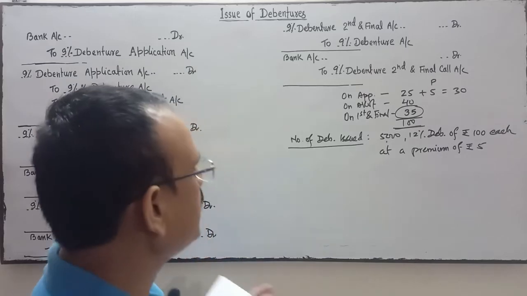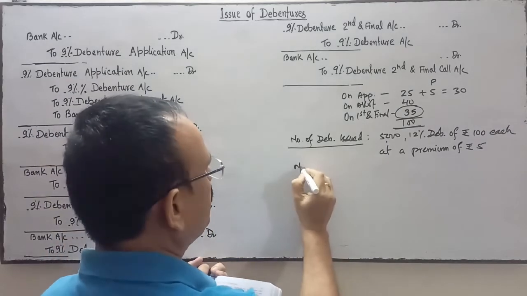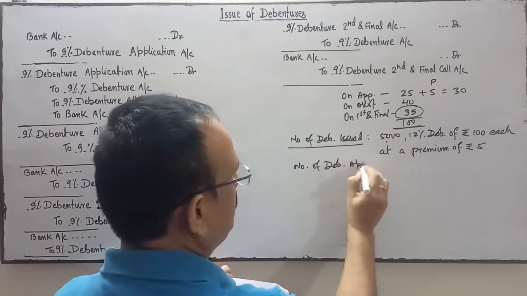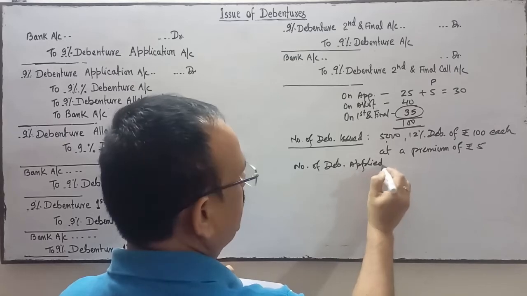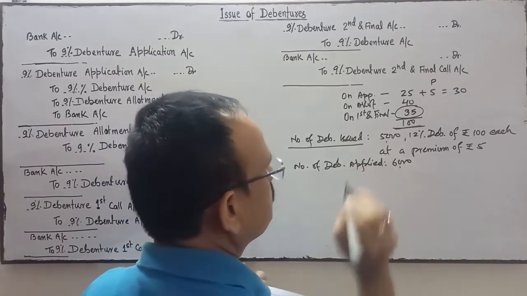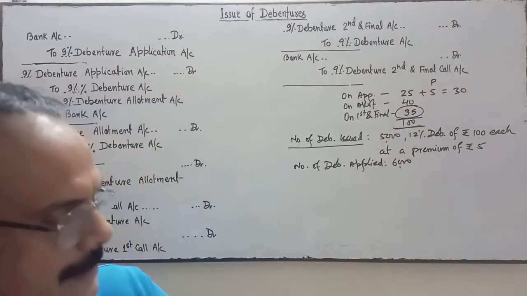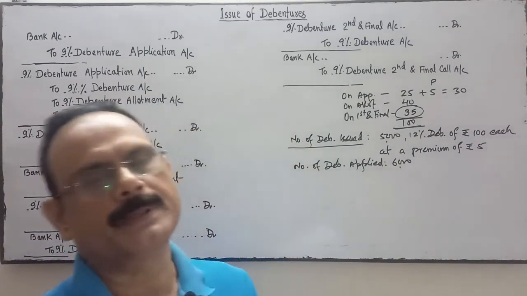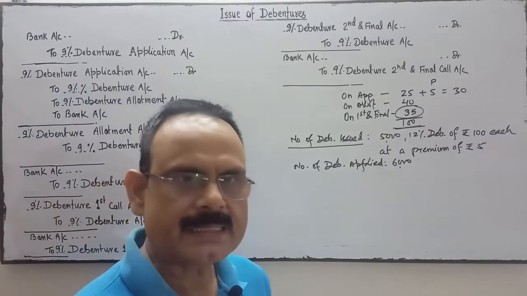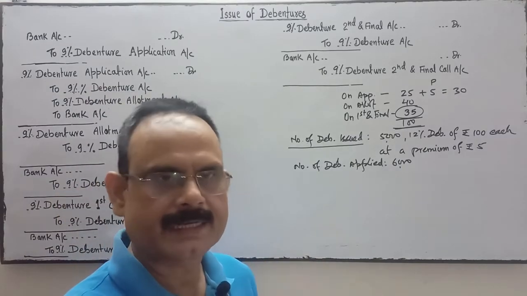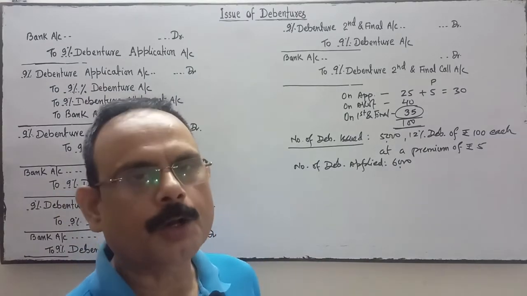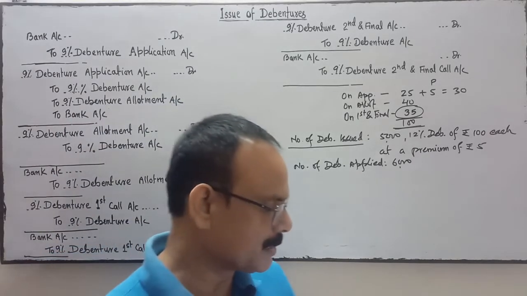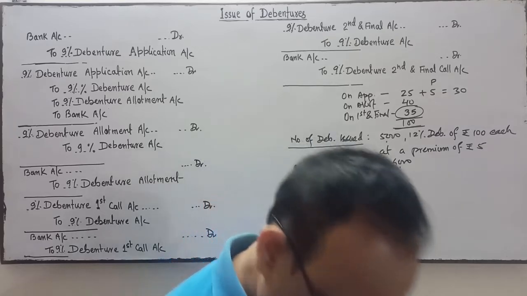Applications received, meaning the number of debentures applied by the public, is 6,000. So it's a case of oversubscription, and allotment was made pro rata to all applicants. Nobody's application is rejected; everybody has got it on a pro rata basis. All the money due was duly received. Pass journal entries.